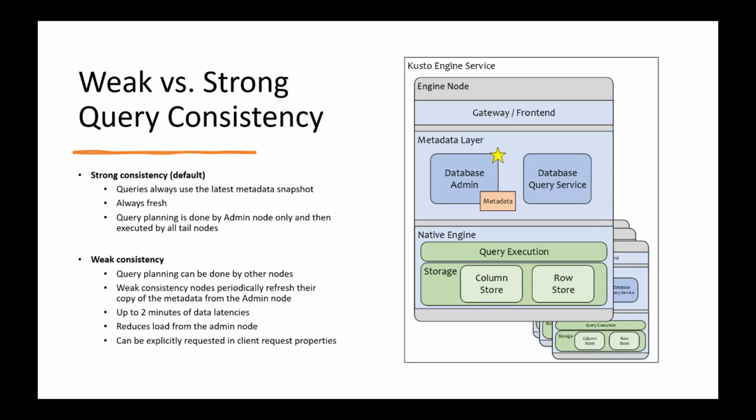So when you think about a high concurrency implementation, you want the clients to use weak consistency. To use weak consistency, it's just about adding a flag in the query properties when you're sending it to the server. You can also do that by default on the dashboards of Grafana and ADX Dashboards. Okay, let's move to the next item.